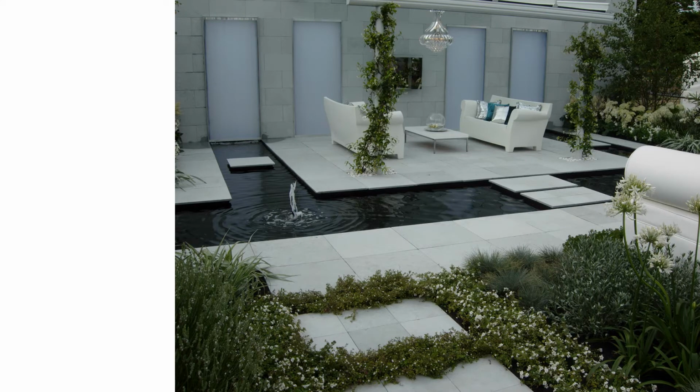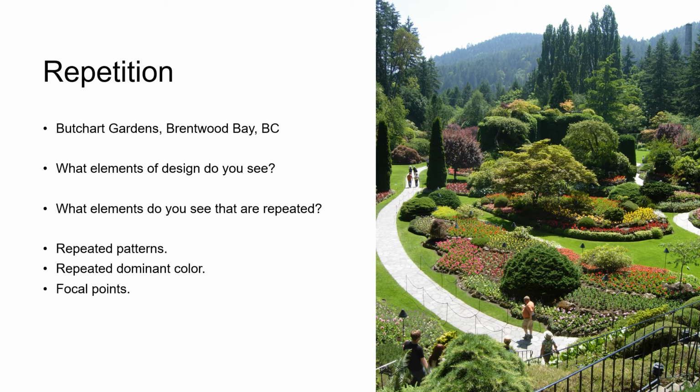Here's another shot of that white garden. This photo was taken at Butchart Gardens in Brentwood Bay, British Columbia. Butchart is famous for its spectacular displays of seasonal colour, which are changed 3 times a year.